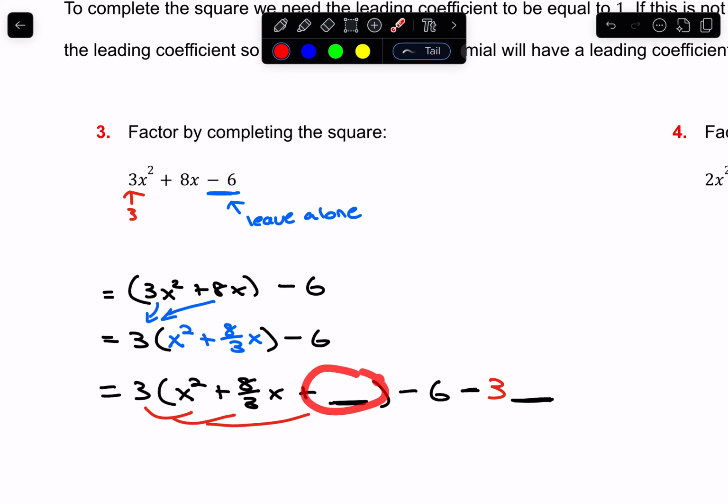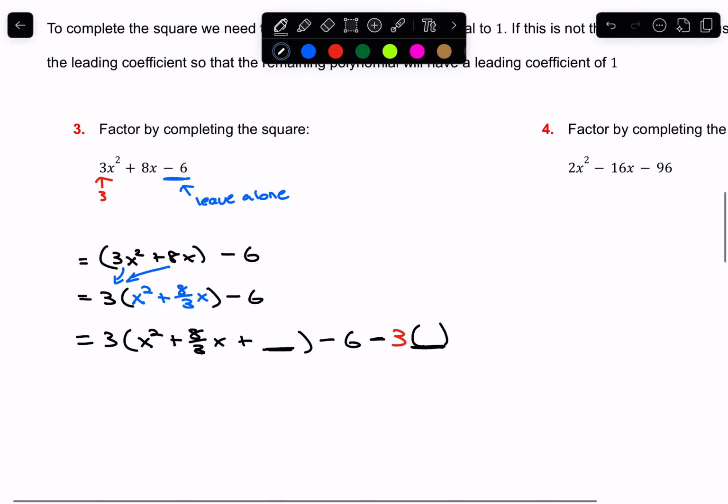Okay, so in order to balance out this blank, which is being multiplied by 3, I have to subtract 3 times the other blank. All right, so now in those blanks, we're going to complete the square just like what we did before. So we're going to take the b term, divide it by 2, and then square it. So right here is the b term, 8 over 3. b equals 8 over 3.